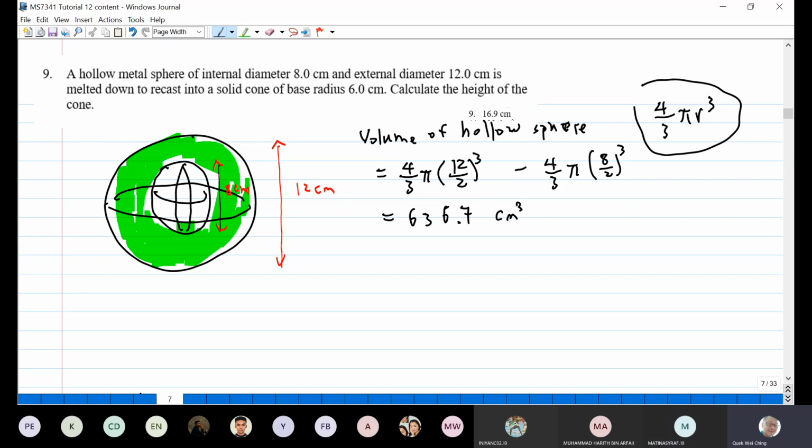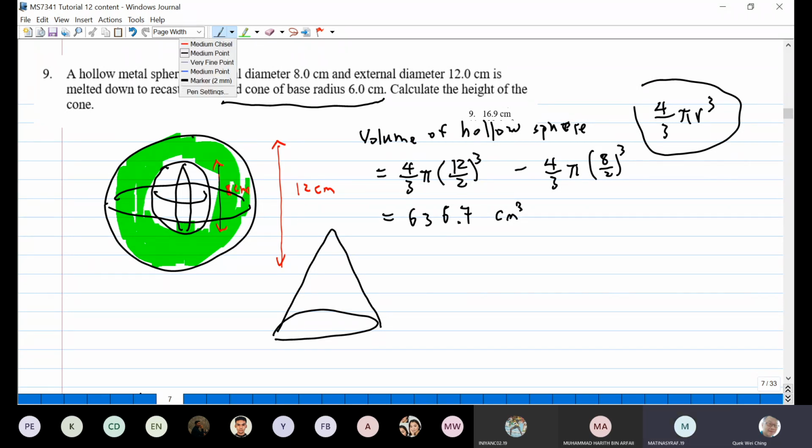This is the volume of the hollow sphere. Then what happens if this is melted down? It's melted down to be cast into a solid cone. The base radius is 6. So what does the cone look like? You can draw it. A cone looks like this. So we melt down into a cone.